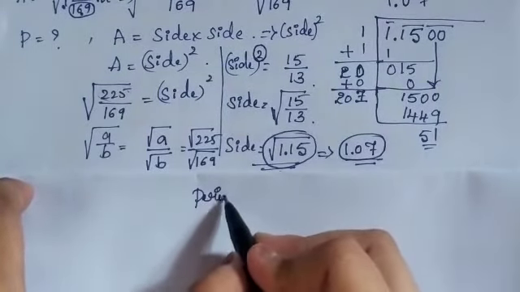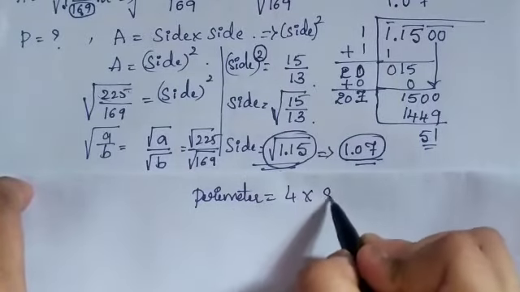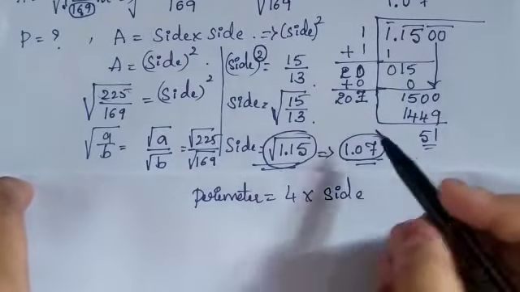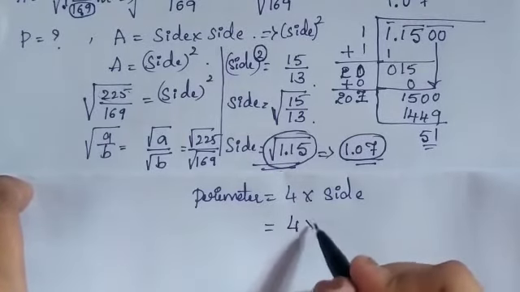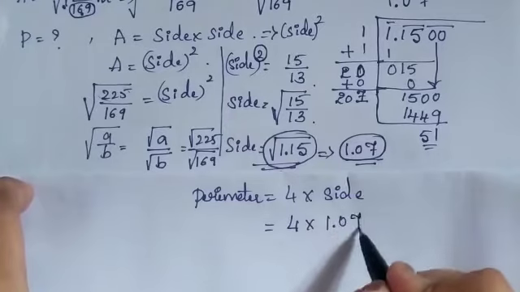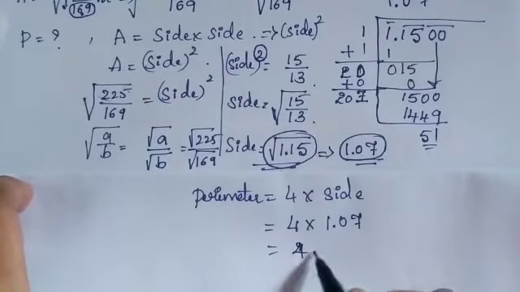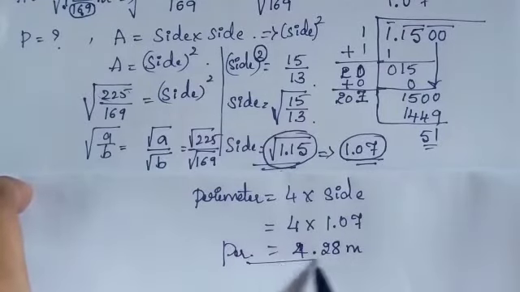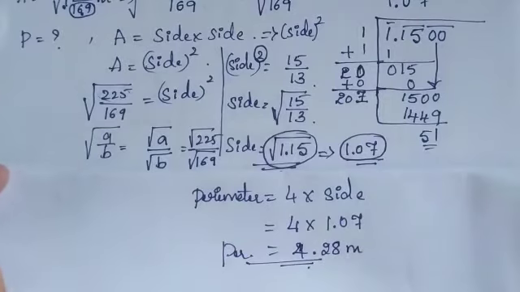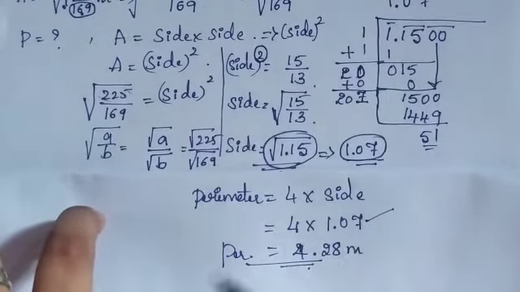The formula for perimeter is 4 into side. Since we have got the side as 1.07, I can write 4 into 1.07, which is 4.28 meter. So the perimeter we have got is 4.28 meter, and the side is 1.07. I'll repeat it once again.